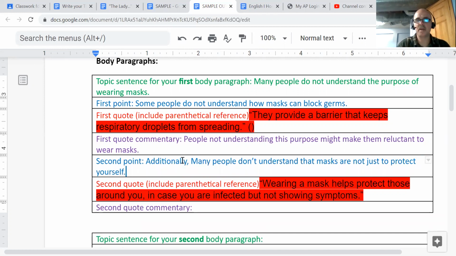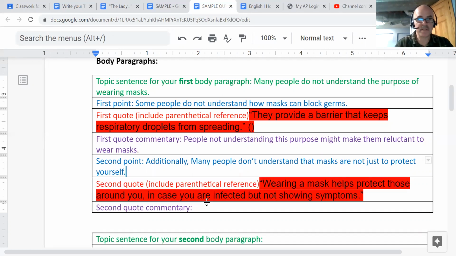Okay, now I'm putting it that way because what they really do helps protect those around you in case you are infected but not showing symptoms, right? Now, a lot of people don't want to admit to themselves, right, that I might be carrying it. I might not have symptoms, but I might be carrying it. But a mask, one of the best things about a mask, really what it does more than anything, is make sure that you don't spread it to anybody else, because you might be carrying COVID and you might not know it.